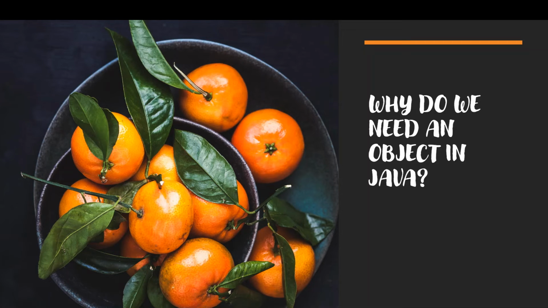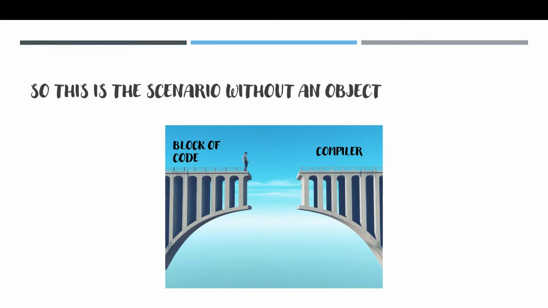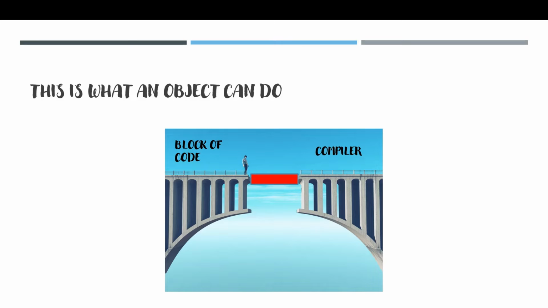So let's check what we have got. So why do we need an object in Java? So I have an image to help you people understand why do we need an object. So this is the scenario without an object. So on one side we have the block of code and another side we have a Java compiler, but they won't be able to meet unless we have an object. So this is the scenario with an object.